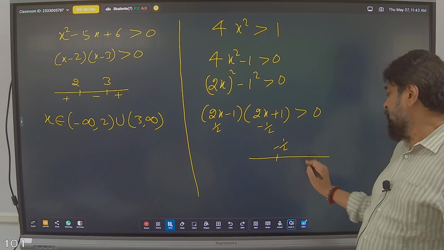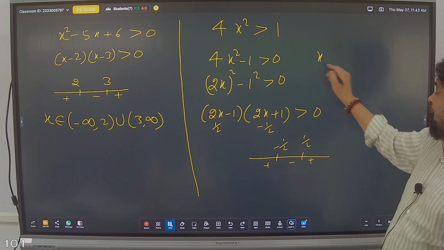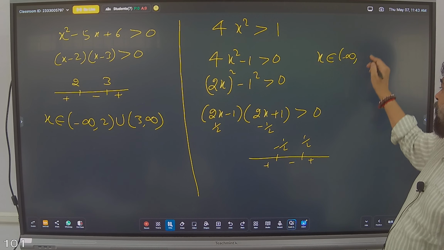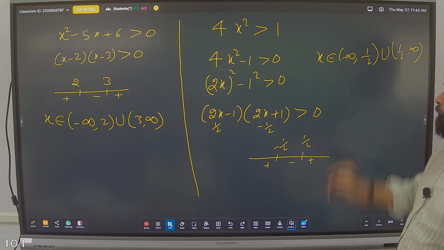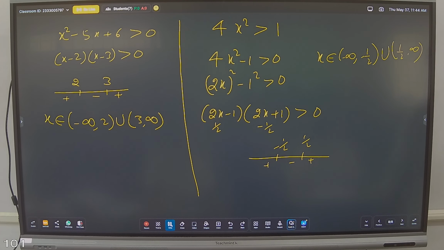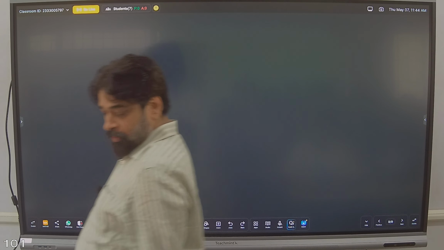That is the minus 1 by 2, this is the 1 by 2, positive, negative, positive. We want positive, so x belongs to minus infinity to minus half, union half to infinity. How many of you got it? Next question. What is the next one?